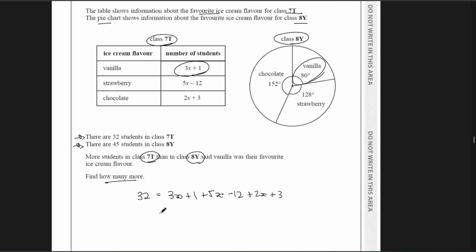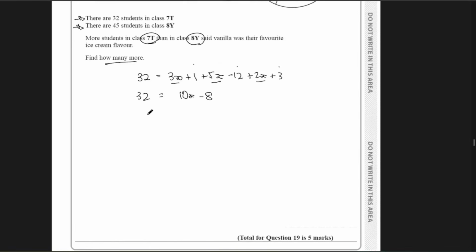If we group all the x terms together, 3x, 5x, and 2x, if we add them, we get 10x. And if we add all the numbers together on the right-hand side, that is 1, minus 12, and 3. So basically 4 minus 12, which is minus 8. So 32 is equal to 10x minus 8. That means 10x is equal to 32 plus 8, 40. X is equal to 4.